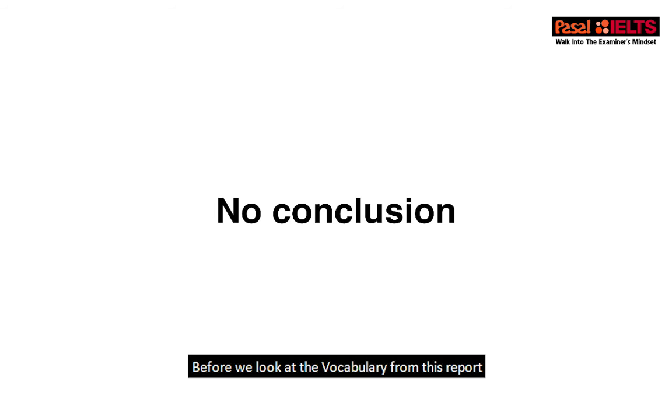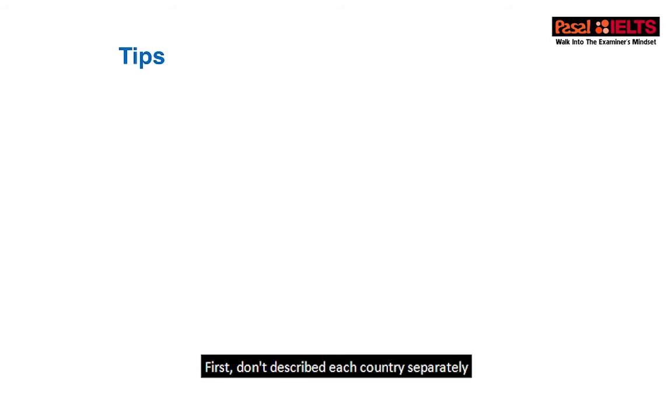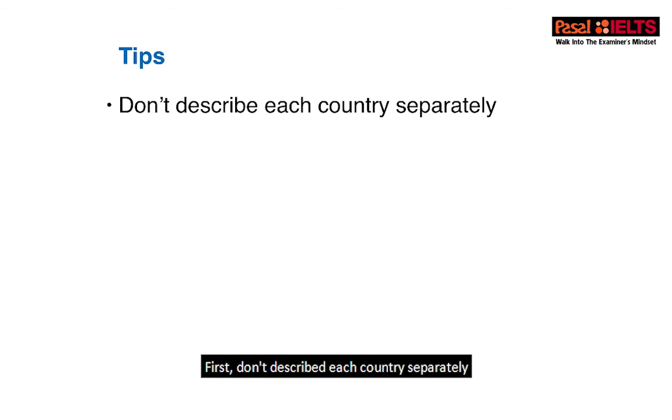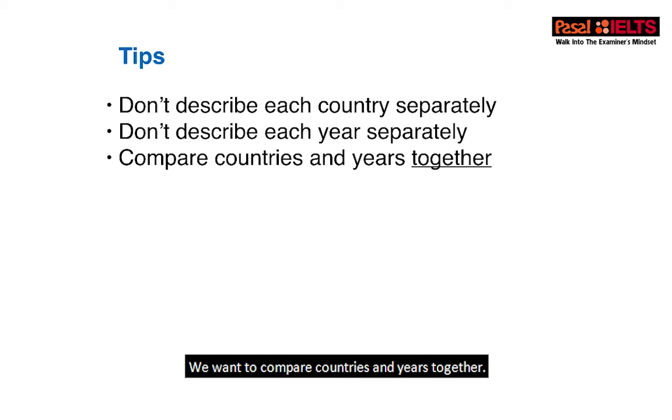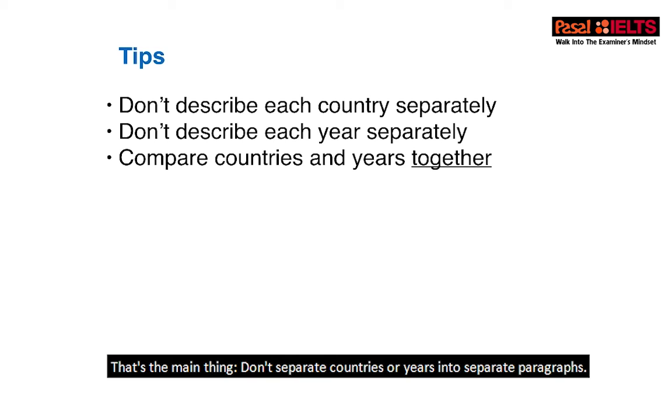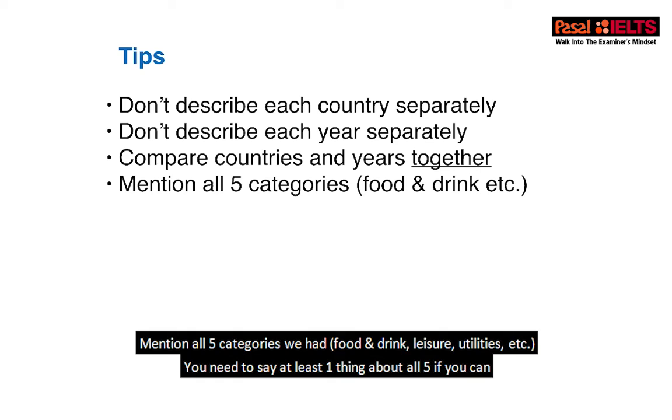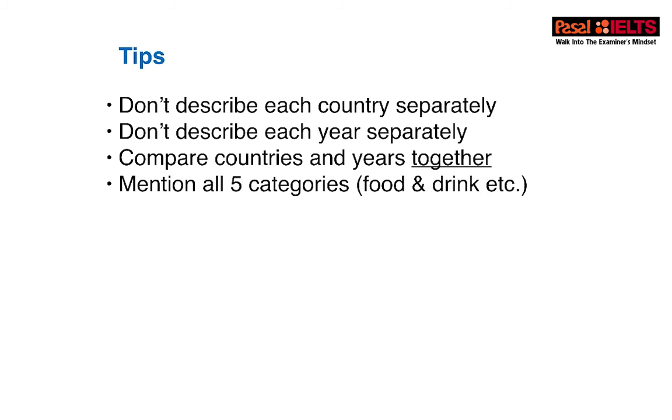Before we look at the vocabulary from this report, I want to give you some tips that we've seen today. First, don't describe each country separately, and don't describe each year separately. We want to compare countries and years together. That's the main thing. Don't separate the countries or years into separate paragraphs. Mention all 5 categories. We had food and drink, leisure, utilities, etc. You need to say at least one thing about all 5 if you can.